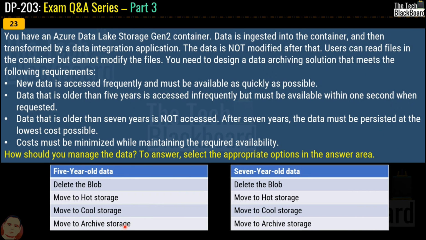And the correct answer for both 5-year and 7-year is now on the screen. For 5 years, we should move the data to the cool storage, and for the 7-year-old data, we should move the data to the archive storage. In case you want to know more on hot, cool and archive storage, do let me know in the comment section and I will surely help you understand this concept.